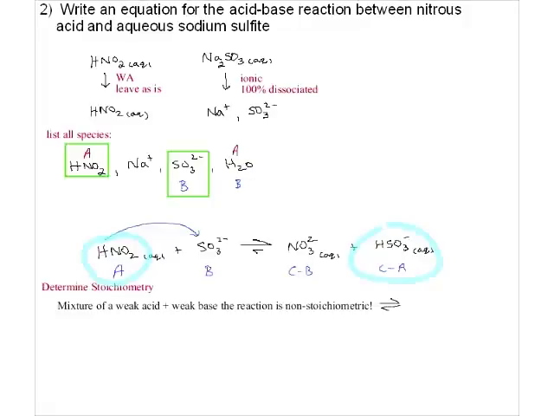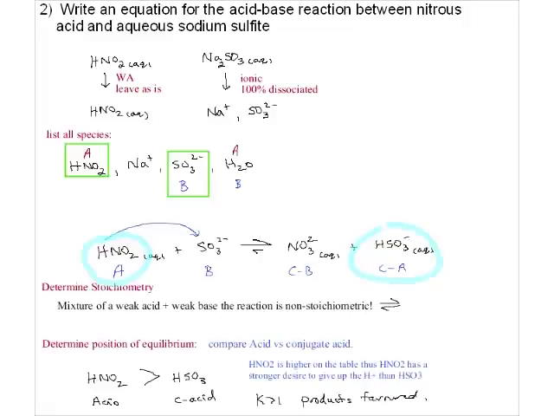So I go back to my problem and compare my acid and my conjugate acid. HNO2 is higher on the table, so HNO2 is stronger than HSO3 minus. Therefore, the reaction is going to proceed in the forward direction. Notice I've drawn the forward arrow a little bigger than the reverse one, indicating that the equilibrium favors the forward direction, because this acid wants to break down a little more than this acid. So the forward reaction is going to happen before the reverse one would.